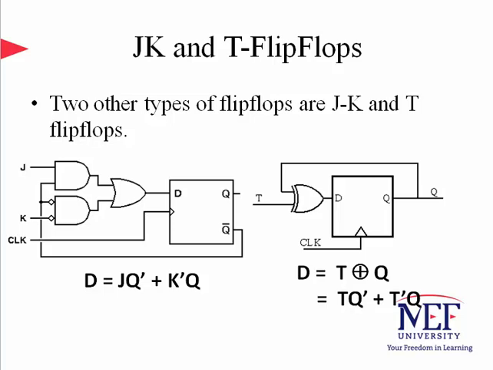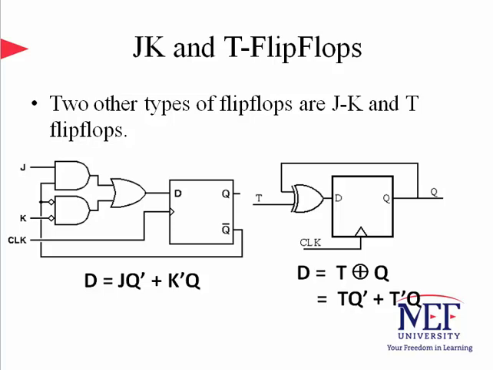J input sets the flip-flop to 1, K input resets it to 0, and when both inputs are active, the output is complemented. We can realize a JK flip-flop using a D flip-flop and a few external gates as shown to the left of the slide. And we can verify the relationship between the D input of the flip-flop and the JK inputs.